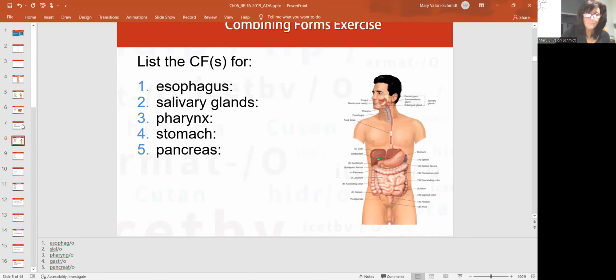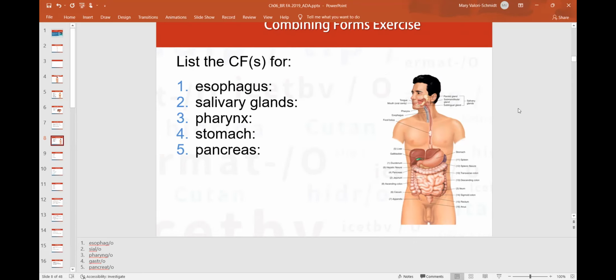Okay? So I want you to list the combining forms for the esophagus, salivary glands, the pharynx, the stomach, and the pancreas. So I'm going to take a quick minute of a break. And hopefully you got this correct.